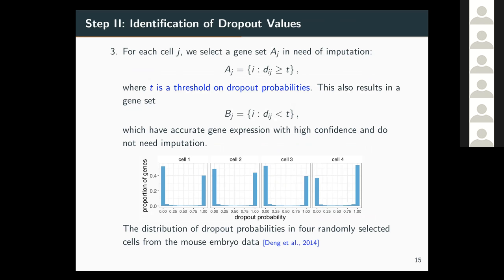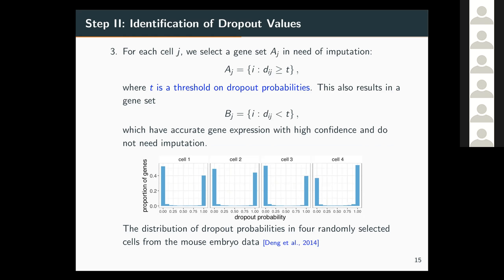With the DIJ we obtained from the previous step, now we will select a gene set AJ for cell J, which means that the DIJs are large for those genes, suggesting that those genes need imputation. T is a threshold on dropout probabilities, and the default value we set is 0.5. And BJ, on the other hand, are the genes which don't have high dropout probabilities in cell J. So we say they don't need imputation.